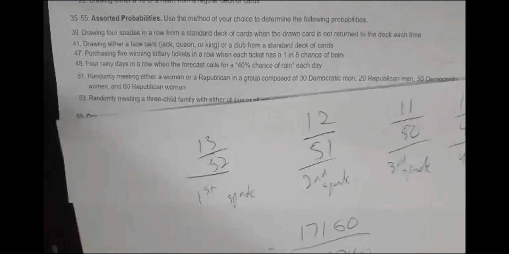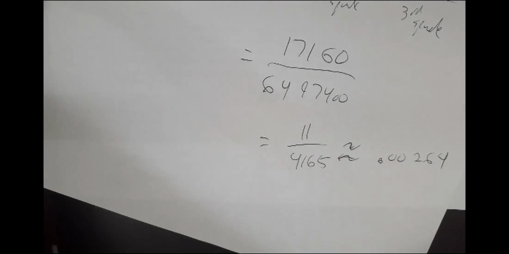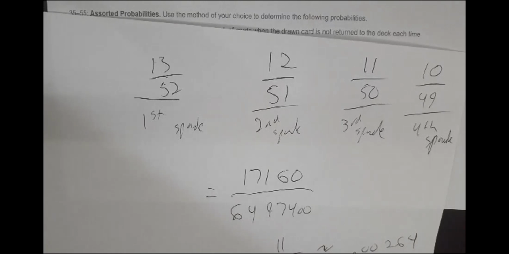Which one is this? This is 39? They say 11 out of 4165 is what they say. So that's not a pretty number. But this is almost what was that, a flush, when you have all the same suit? I think 5 cards would be a flush, right?